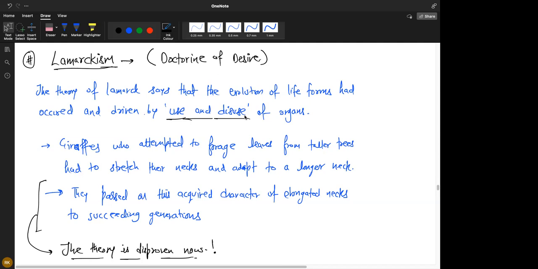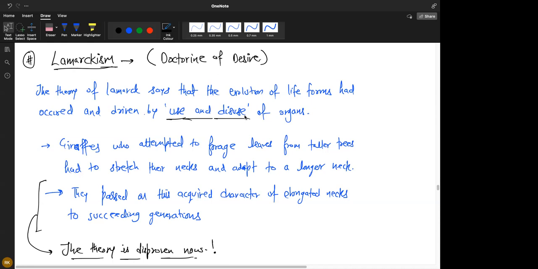Later on the theory was rejected because I think no mechanism was proposed for how this would take place. He just stated it according to his observation, and so it was rejected by everyone.